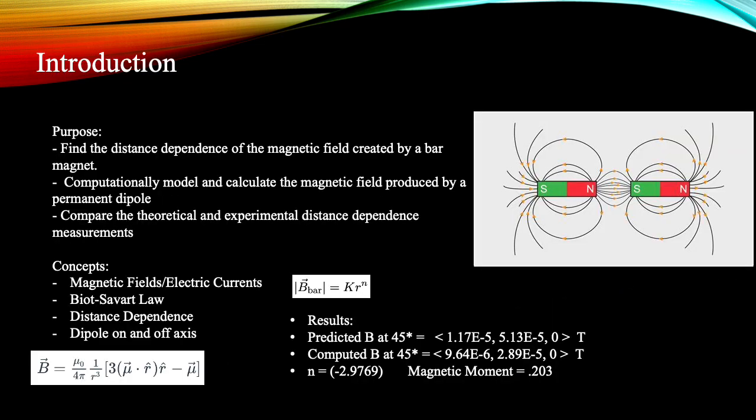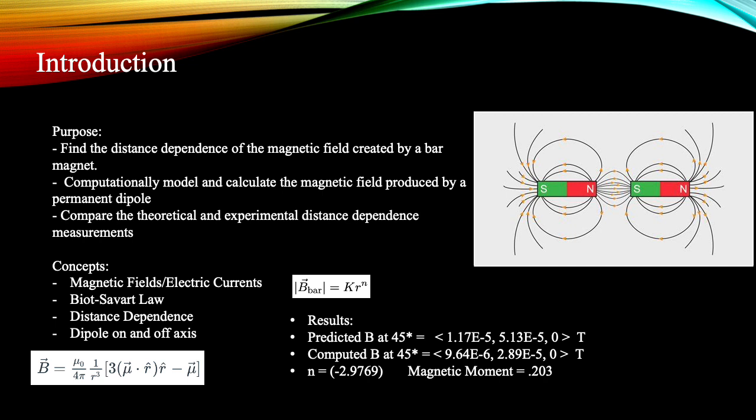The purpose of this experiment was to find the distance dependence of the magnetic field created by a bar magnet, to computationally model and calculate the magnetic field produced by a permanent dipole, and to compare the theoretical and experimental distance dependence measurements. The main concepts of this experiment include magnetic fields and electric currents, and the Biot-Savart law, which the equation for the magnetic field produced from a dipole is derived from, and they are also included on the slides.